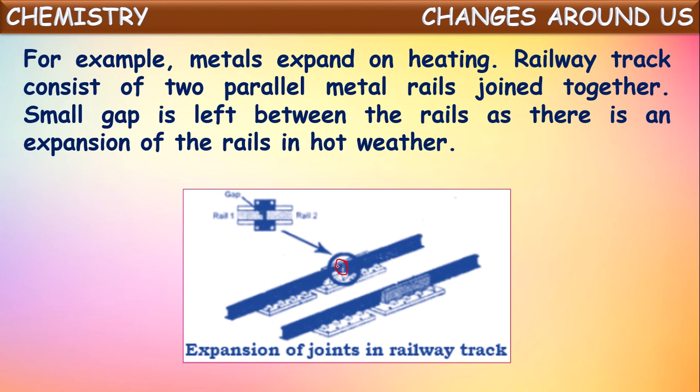If no gap is left here, on expansion they may bend into different shapes. Instead of being straight, they may bend. So that may cause some accidents of trains. So to avoid that, to cover the expansion, they leave some gaps between the rails of these railway tracks. When they expand, they cover this gap. That is why they leave certain gaps between the iron rails of these railway tracks. Okay, this is one of the examples for expansion.